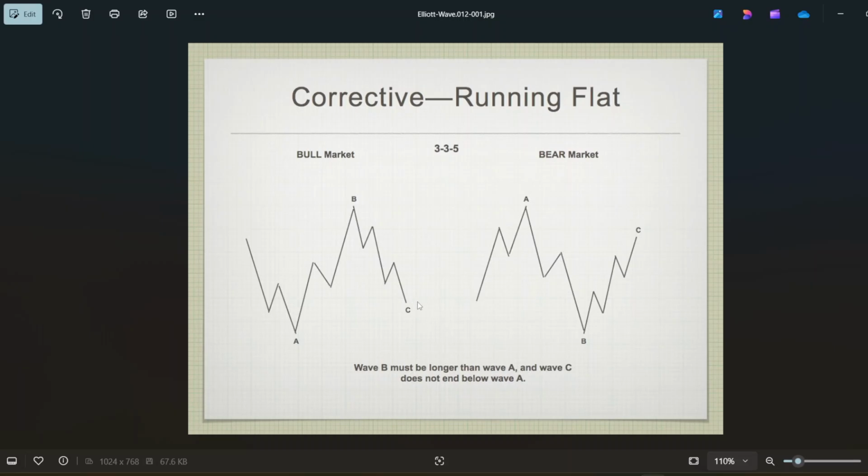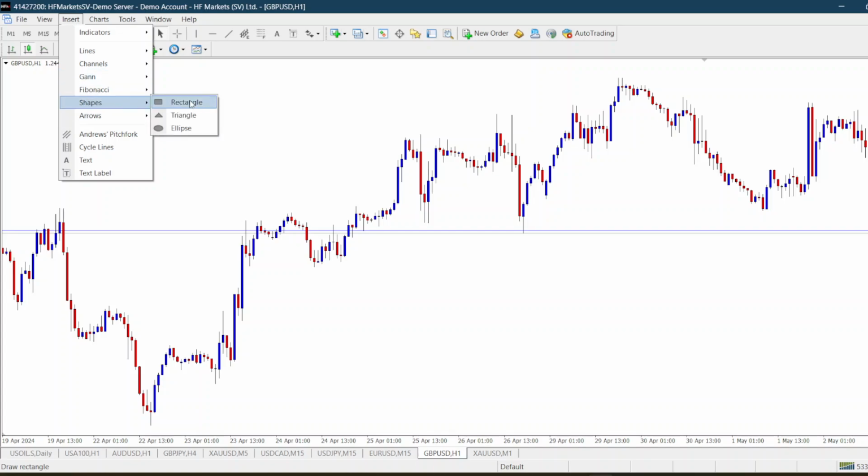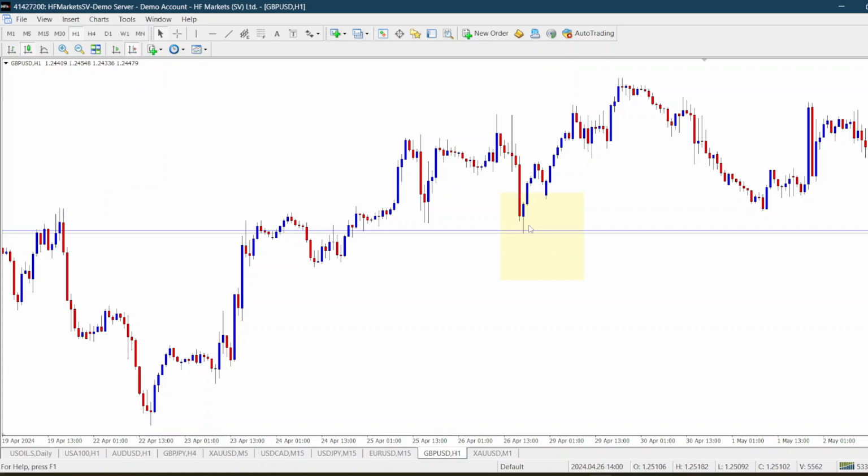Then once you see price action signals, let's just assume that we have a running flat pattern here, even though this isn't exactly a running flat. You have to look out for candlestick patterns, for example a pin bar or an engulfing pattern, or a divergence on indicators like RSI or MACD, just to confirm your signals, to confirm your entries.